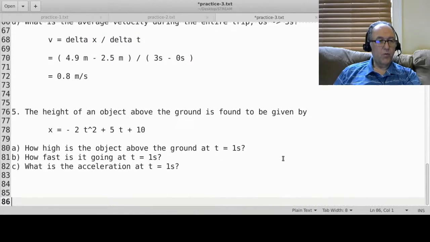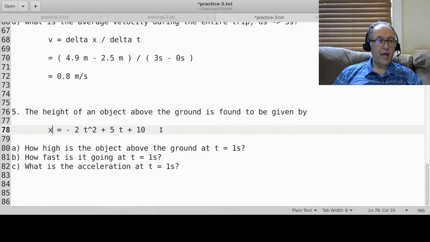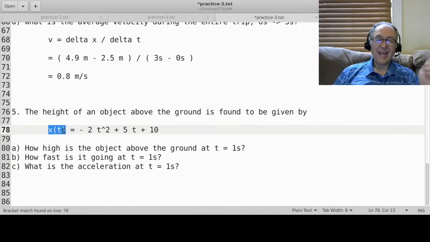Okay. So here's one more question, and this one is about instantaneous velocities and instantaneous accelerations and so on. So you have to use calculus for this. Here I say, the height of an object above the ground is found to be given by this equation. Now I didn't write in here x as a function of time. I can, I just didn't do that, but basically on the left-hand side here, you've got x, but x depends on time. It's going to change over time.